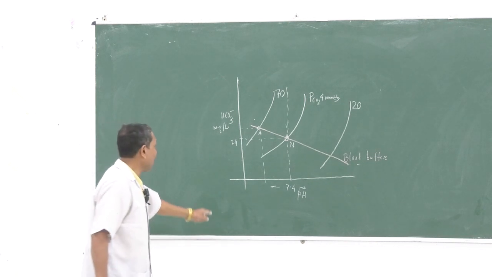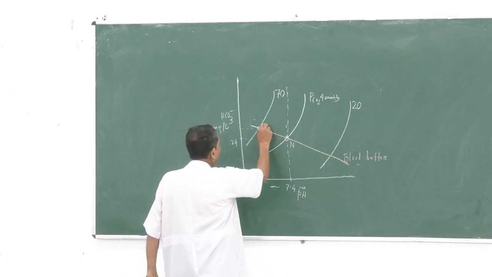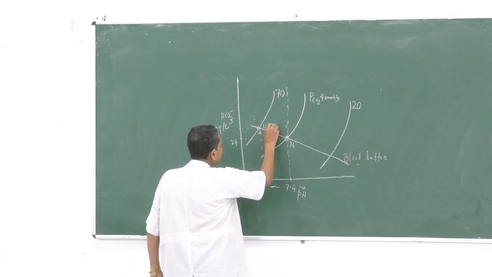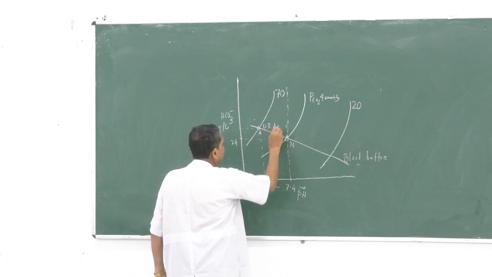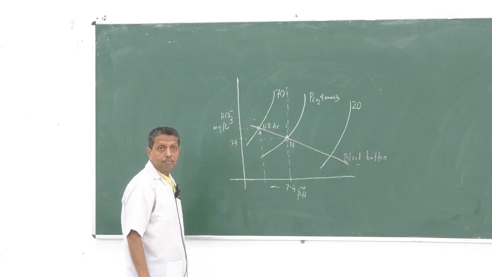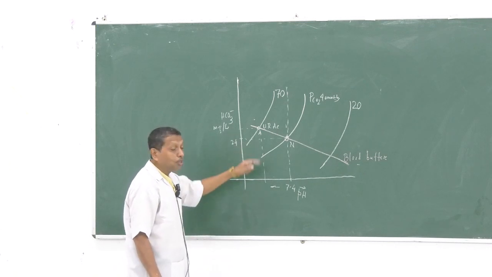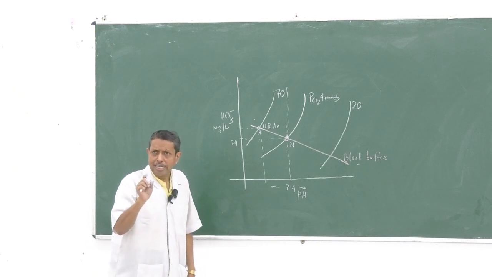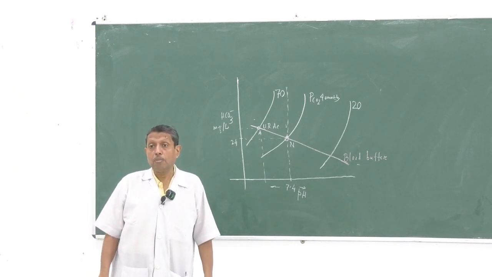So initial state or uncompensated respiratory acidosis, uncompensated. There is some increase in the bicarbonate level. That is part of the feature, because the acid accumulating in this case is carbonic acid.